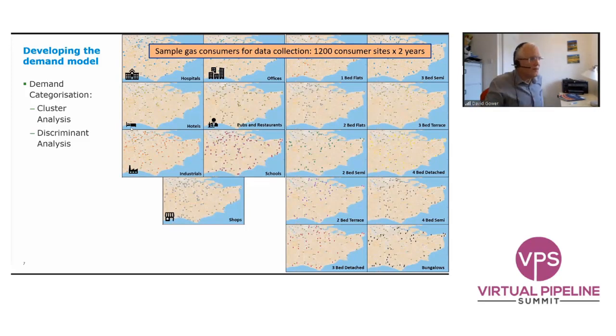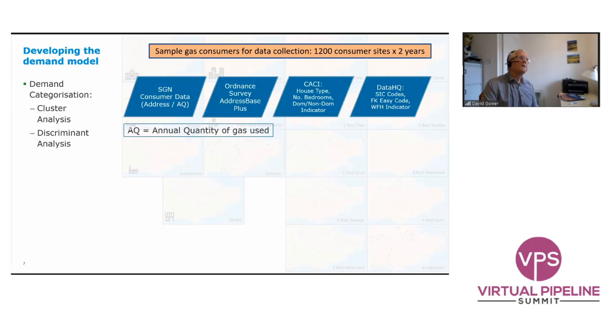So how do we use that information? Well, we used it in a number of different statistical techniques that I'll again touch on in a moment: cluster analysis, discriminant analysis. And we used it together with a number of other sources of data. The first one would be from SGN, our partner in this project, would be consumer data. So it's their record of their consumers, their addresses. And the particular concern with this is the annual quantity of gas that those consumers use.